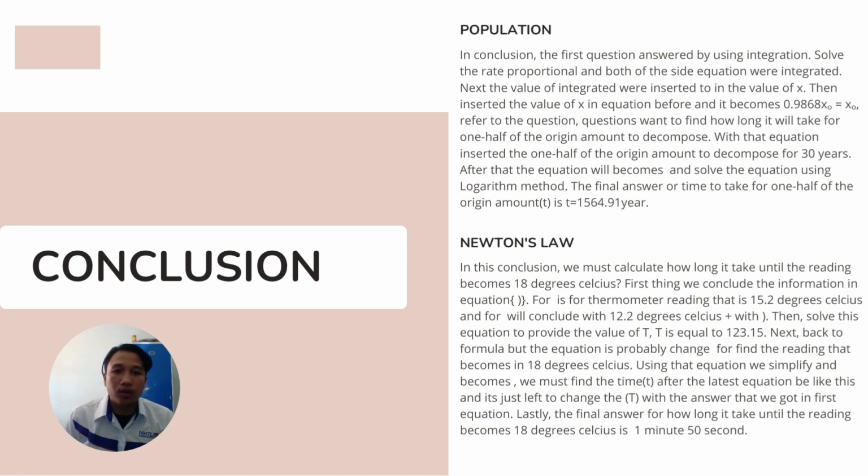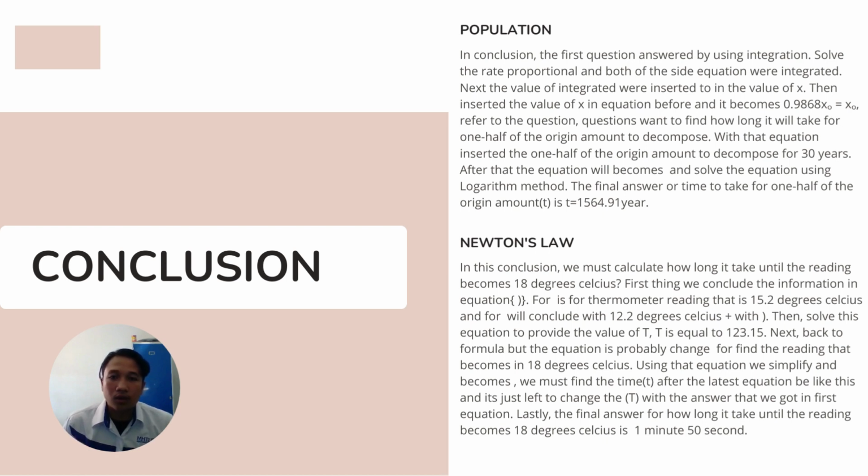Referring to the question, we want to find how long it will take for half of the reagent amount to decompose. With that question, we inserted the value of x and found the equation for the original amount to decompose for 30 years. After that, the equation becomes and we solve it using the logarithm method. The final answer for the time it takes for half of the original amount is t equal to 1564.91 years. That is about population.